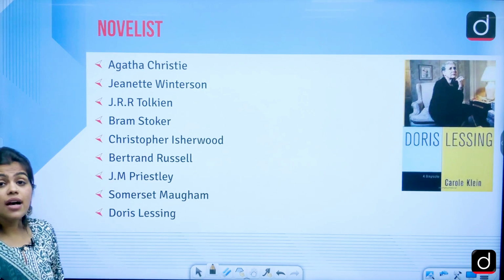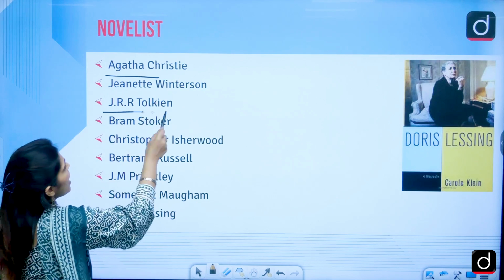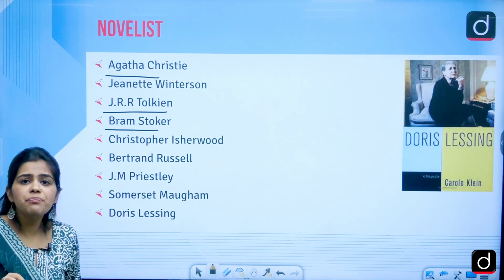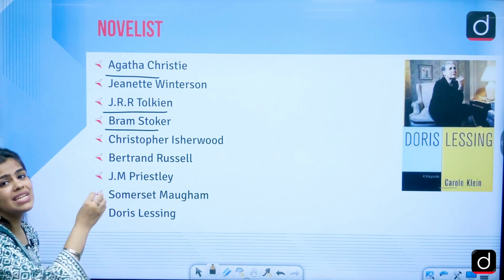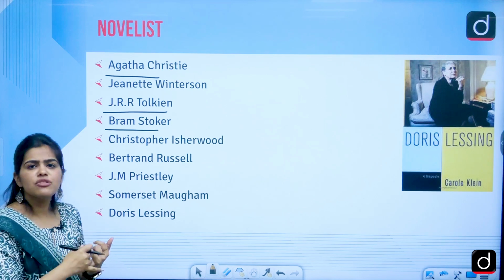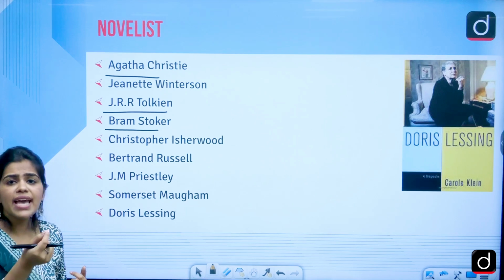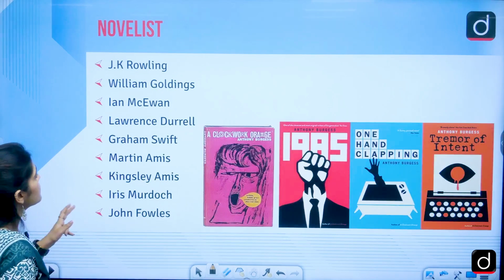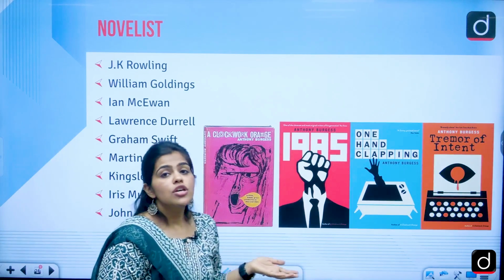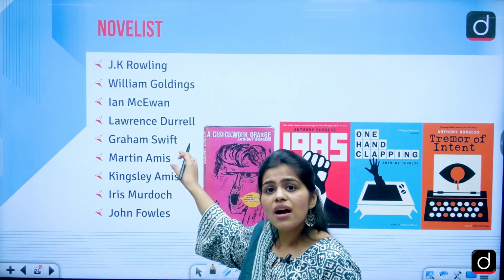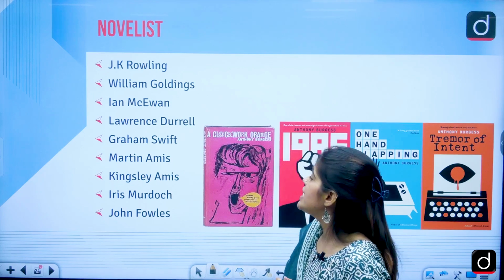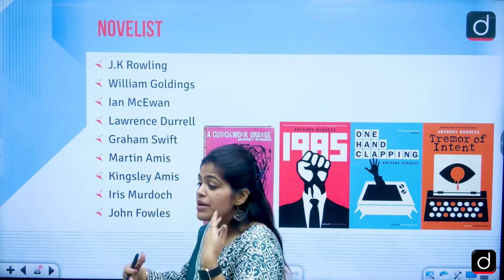We have other writers, other novelists like Agatha Christie. We have J.R.R. Tolkien. We have Bram Stoker. Take out any recent paper, and you will find one or two questions related to this section. Maybe in the match the following, or they can ask about the texts related to them. We have Somerset Maugham, Doris Lessing, and so on and so forth. There are other periods and other movements falling under this age, and we'll be dealing with all of those different movements as well.